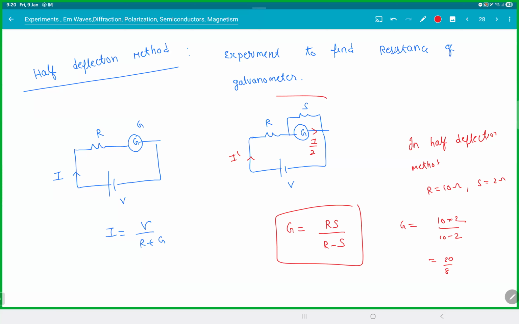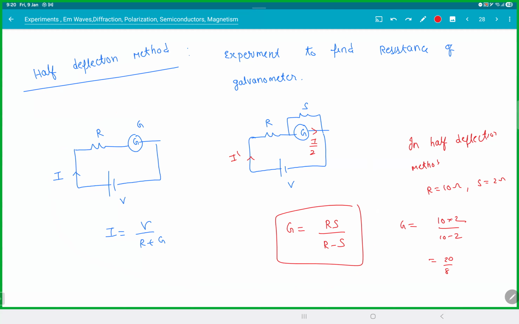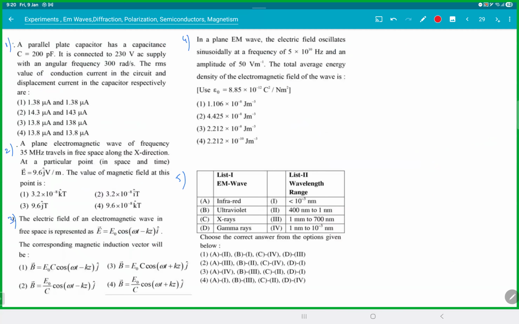And even if you try to derive this formula, that will eat away at least 3 minutes. You know the formula, better. You can do it fast, then it is fine. If you can do it in less than a minute, then fine, derive. That's up to you. Let's get this. So remember the half deflection method.